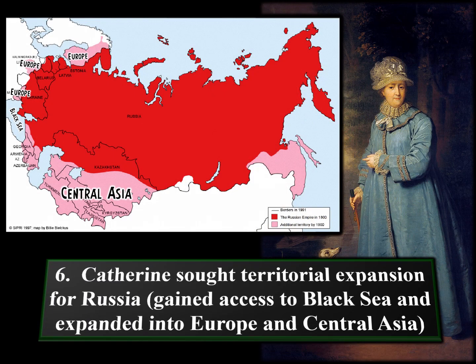Catherine sought territorial expansion for Russia as well, and this will bring her into conflict with the Ottoman Empire in the south. Russia was able to gain access to the Black Sea and expanded into Europe and Central Asia during her reign. But ultimately, there will be some challenges to her successors to keeping control over these territories.